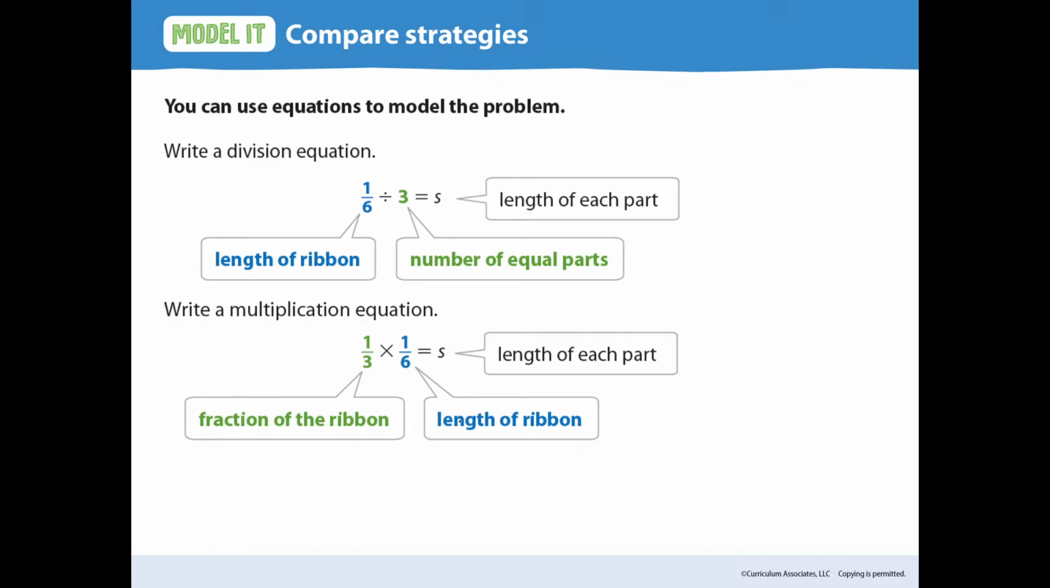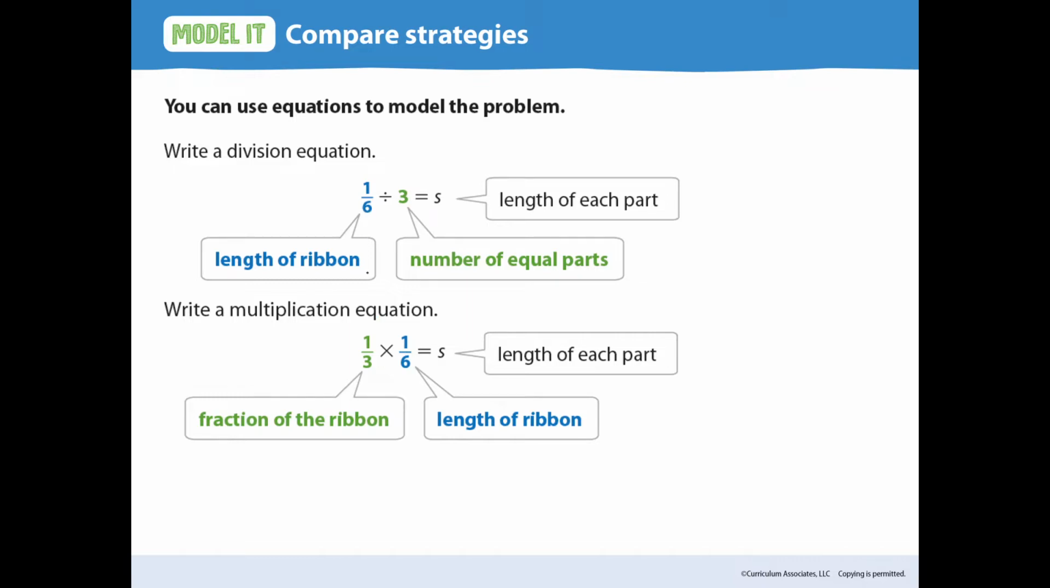You can use equations to model the problem as well. Write a division equation. So we have our 1/6 divided by 3. 1/6 is the length of ribbon, and 3 is the number of equal parts. And then our answer, our quotient, is going to be the length of each part. Remember, we keep, change, flip. So our 1/6 stays 1/6. Our division changes to times, and we flip 3 wholes, or 3 over 1, upside down to get 1/3.